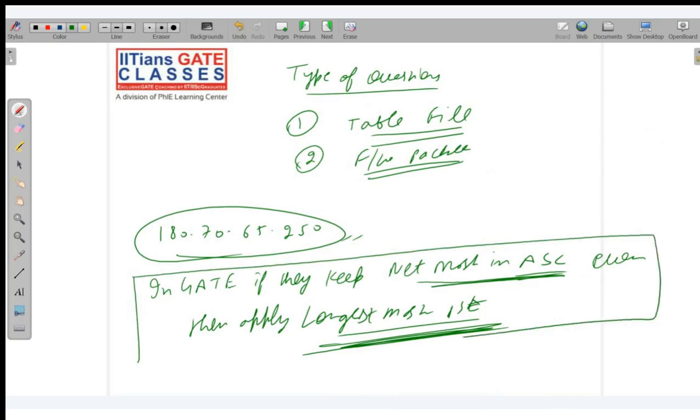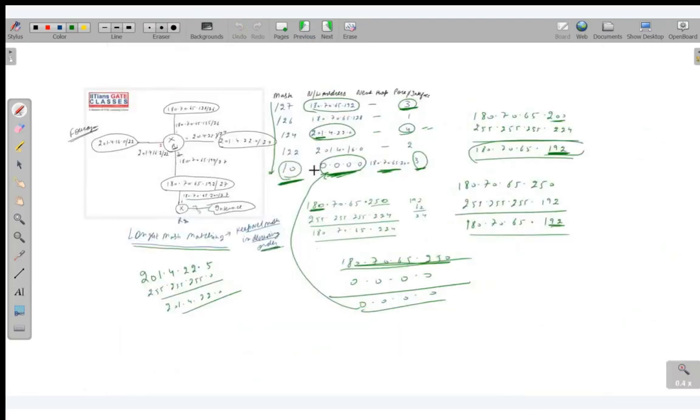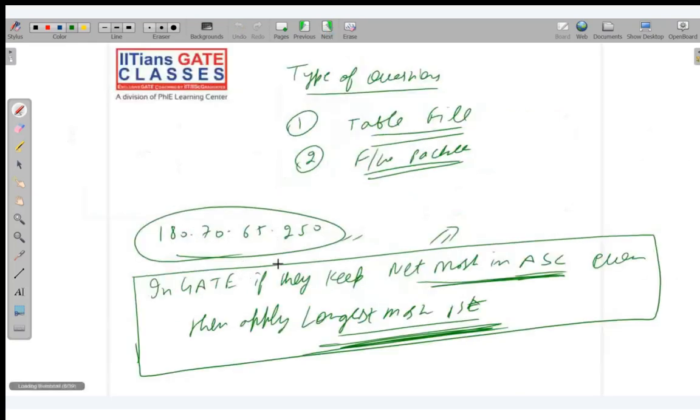And in many questions, the GATE exam has done these tricks. They have kept these tricks just to confuse the students. They will simply apply the net mask, if 0 is there they will simply apply 0 first, and they will find the net mask is this. Obviously they will get this net mask only because you have applied 0. And they will forward every packet with port number 3, but that is not the case. So even if they keep net mask in ascending order, even then you will apply the longest mask first. That is the basic rule which you should remember.